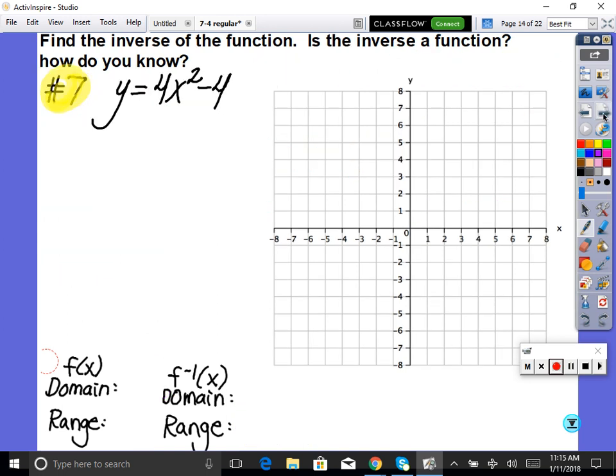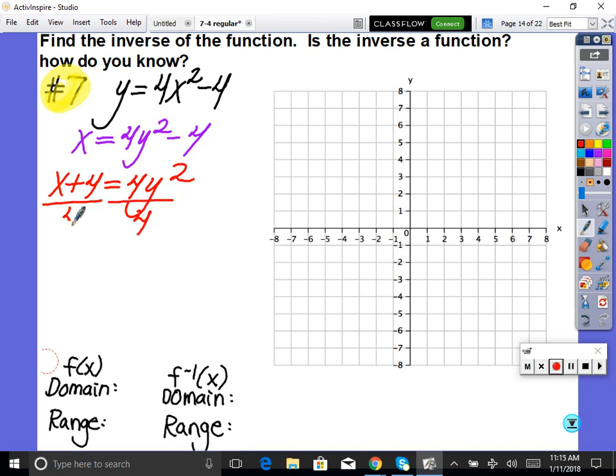Okay, cool. Moving on. Let's do number 7. Here we go. Switch x and y. This is one that is interesting. So x equals 4y squared minus 4. What's my first step? Add 4. So we have x plus 4 equals 4y squared. Then what? Divide by 4. So we have this: x plus 4 over 4 equals y squared. Then what? Square root it.